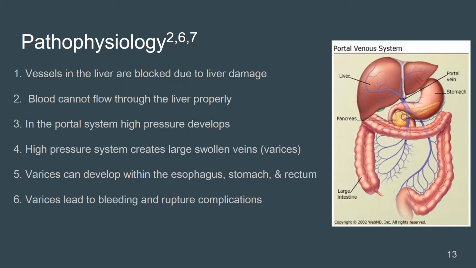Pathophysiology includes vessels in the liver being blocked due to liver damage, and because of this liver damage, blood cannot flow through the liver properly. In the portal system, a high pressure develops. Because of the high pressure, it creates large swollen veins called varices, and varices can develop within the esophagus, stomach, and rectum. Varices can lead to bleeding and rupture complications as well.